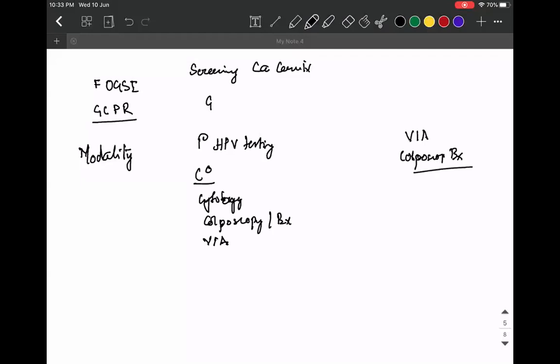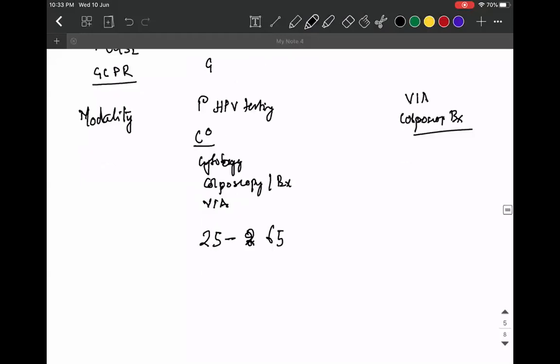Now, the target age group. For a good resource setting, the target age group in India is 25 to 65. Mind that this number is different in the American guidelines, where it is 21, but in India the target age group is 25 to 65, not 21 to 65. In a limited resource setting, it is 30 to 65.